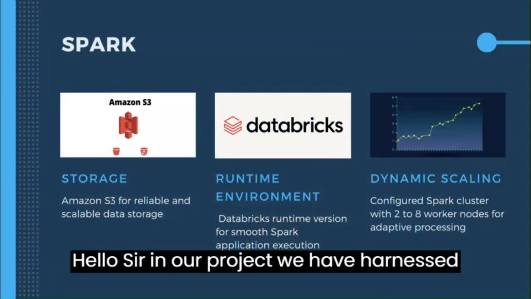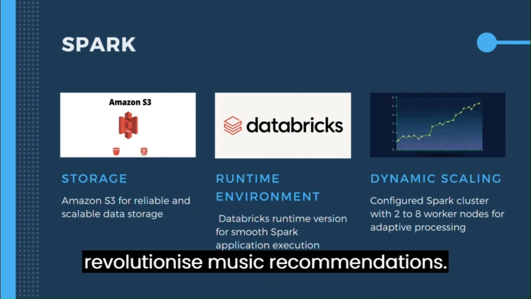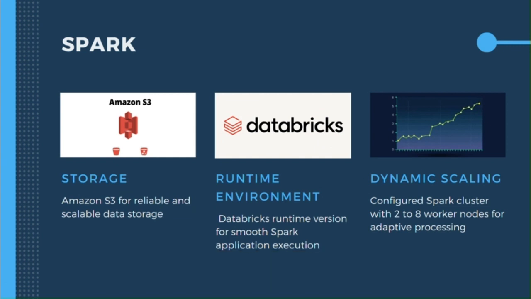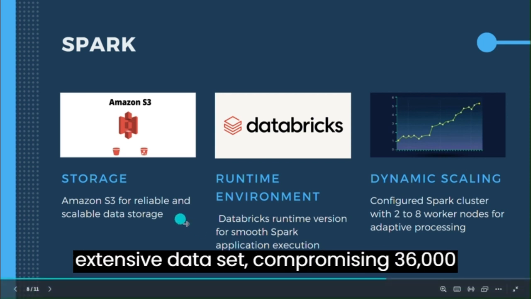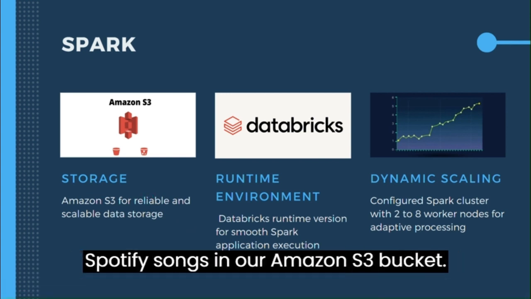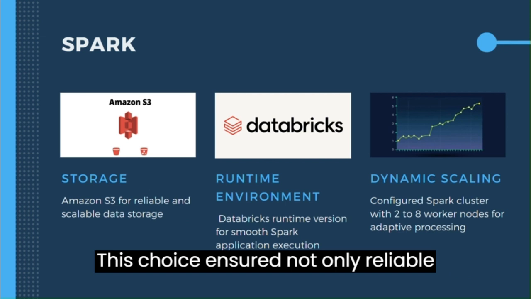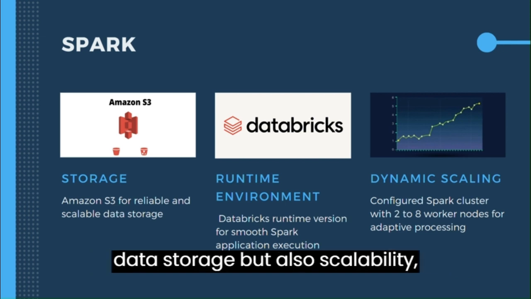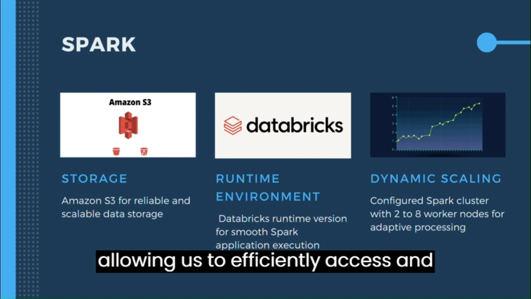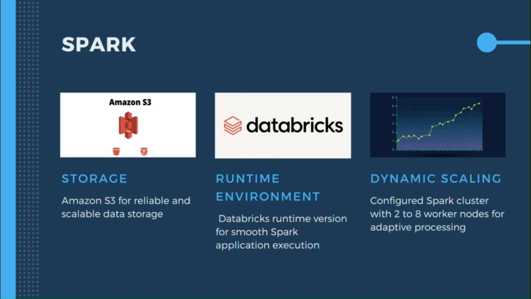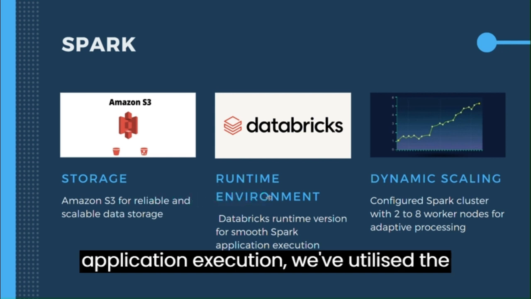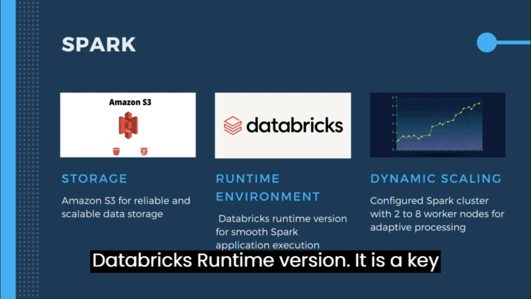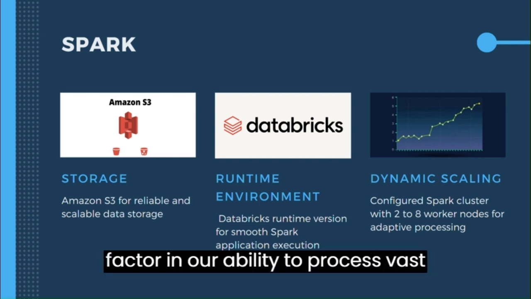In our project, we have harnessed the power of Apache Spark to revolutionize music recommendations. Let's delve into how Spark made it all possible. We began by storing our extensive dataset, comprising 36,000 Spotify songs, in our Amazon S3 bucket. This choice ensured not only reliable data storage but also scalability, allowing us to efficiently access and process music data as needed. To ensure a seamless and smooth Spark application execution, we've utilized the Databricks runtime version. It's a key factor in our ability to process vast datasets without a hitch.